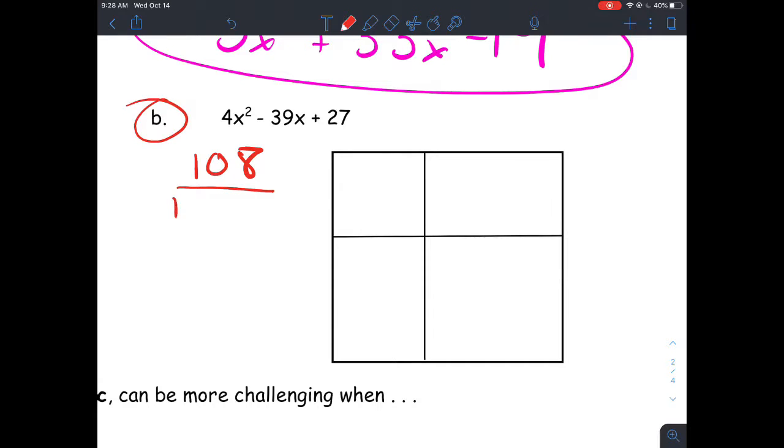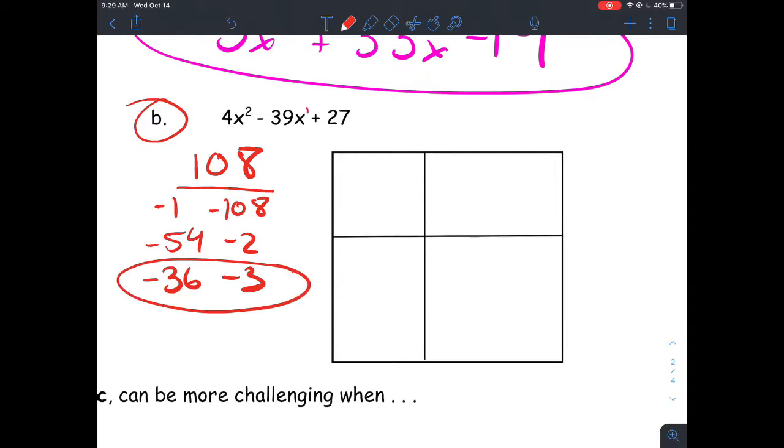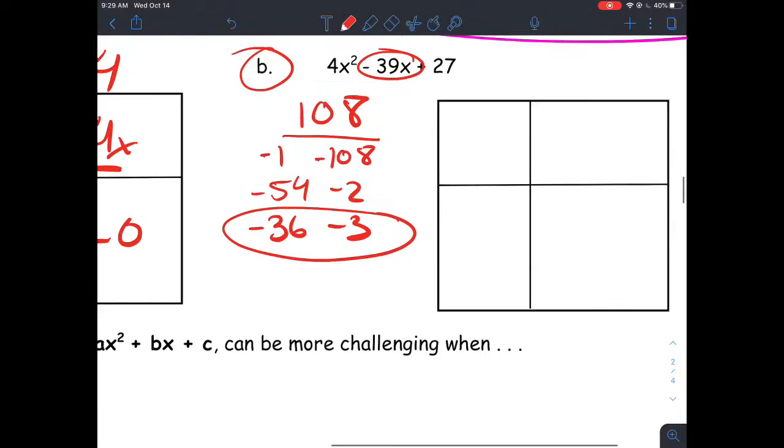We could do 1 and 108. And we know that they're going to have to both be negative because we're trying to add to a negative there, right? We can do 2. We get 54 and 2. All right. 108 divided by 3 gives us a 36 and a 3. So we get negative 36 and negative 3. And this guy's looking pretty good. That's going to add to give us our negative 39. So we're going to use our negative 36 and our negative 3.